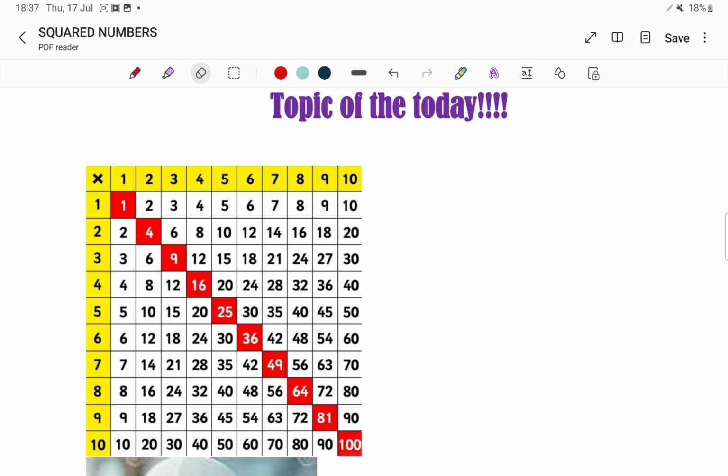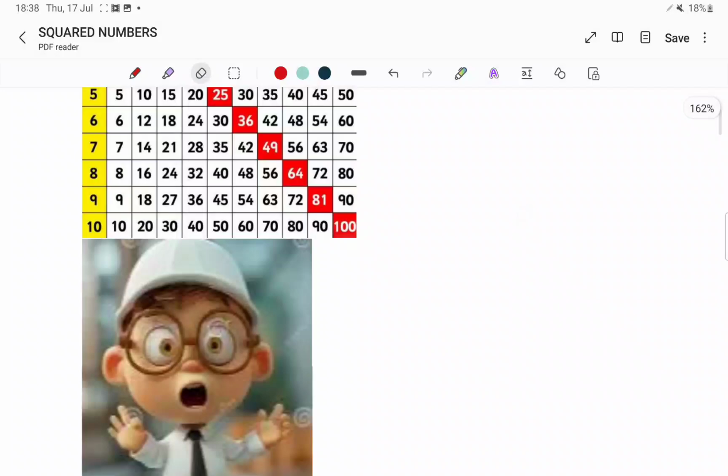Now in today's topic, our main aim is to find out something special about these numbers which are given in the red color here. These numbers are 1, 4, 9, 16, 25, 36, 49, 64, 81 and 100. To understand the special thing about these particular numbers, let's go to the next page.